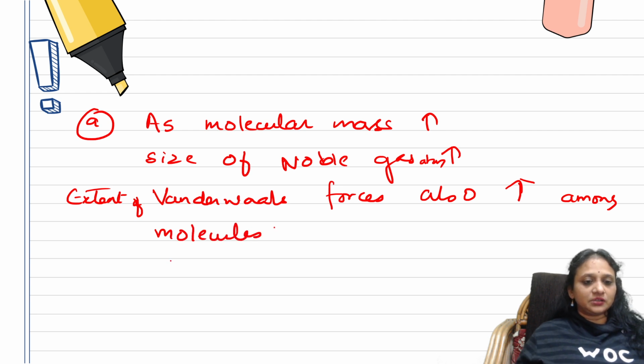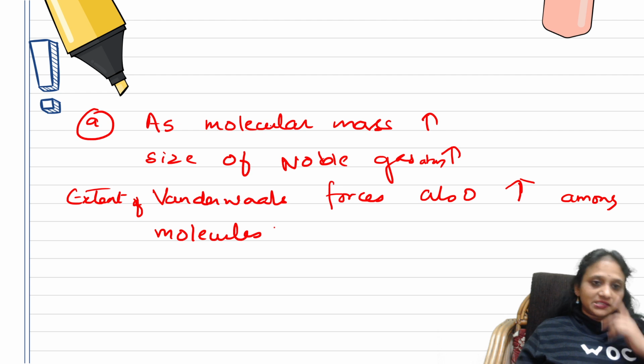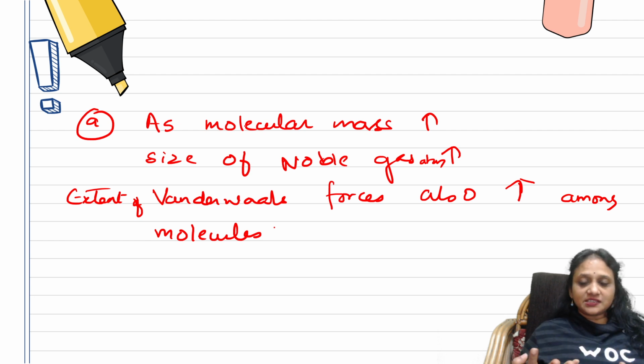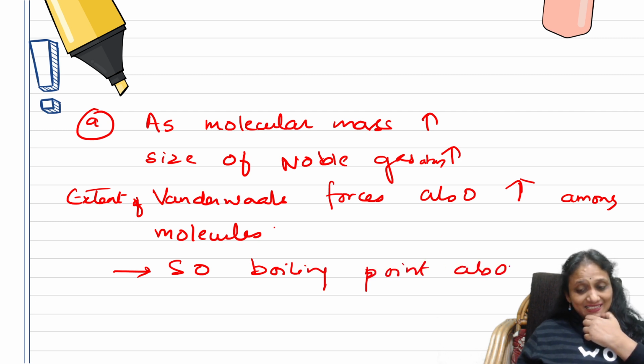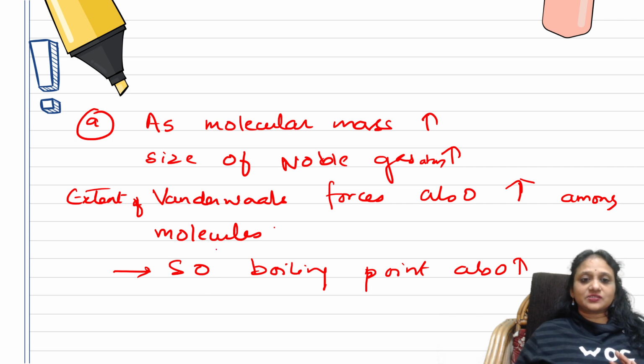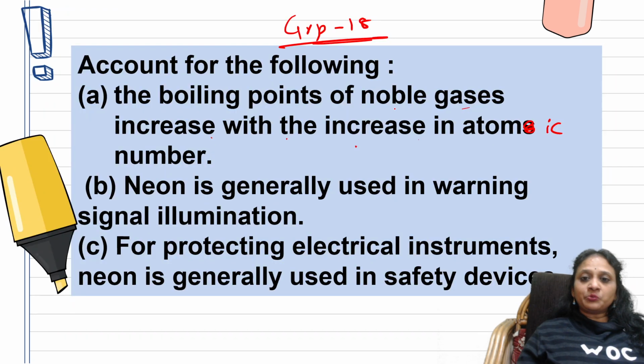Correct. Now, molecular mass is increasing, size is increasing, forces of attraction are increasing. Now, if the forces of attraction are increasing, what will happen, students? Automatically, boiling point also increases. Correct? Point number 1, start from there and give the reason. So, see here, the boiling point of noble gases increases with increasing atomic number. I have written all the keywords required.